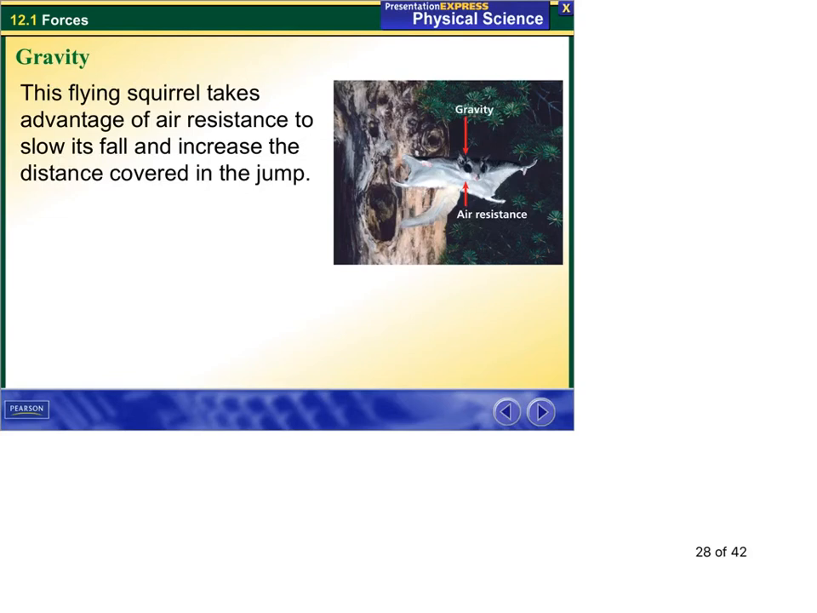Here's an animal, a flying squirrel. Doesn't really fly, but it glides. And it takes advantage of air resistance. So, using air resistance to slow its fall.